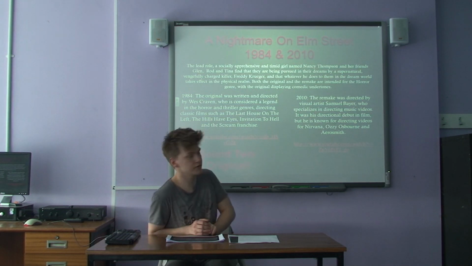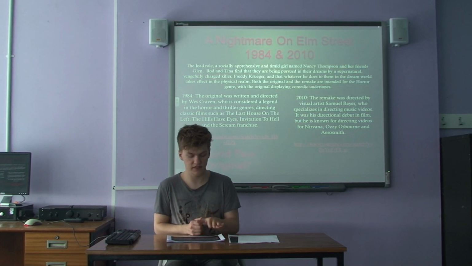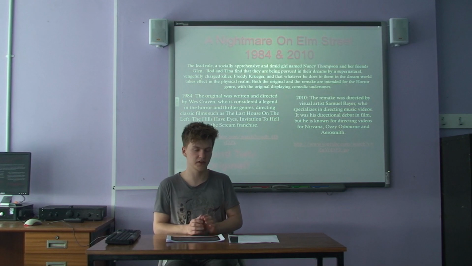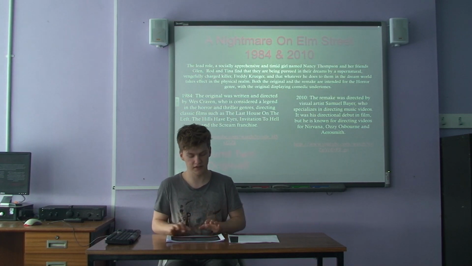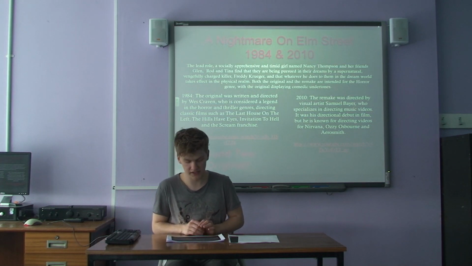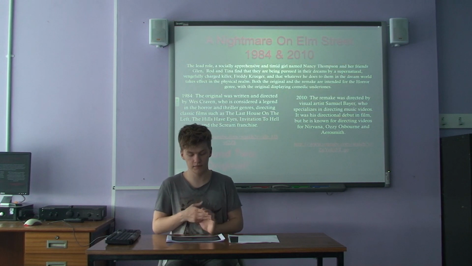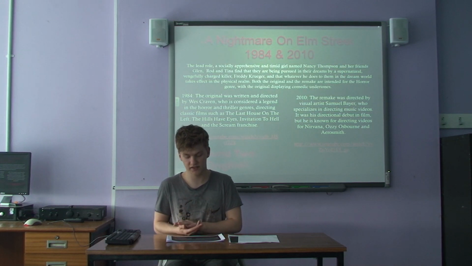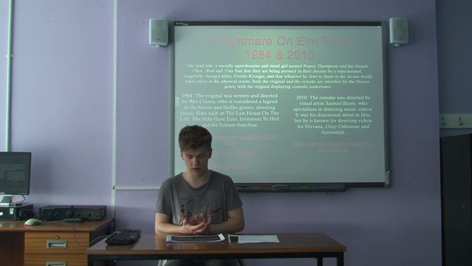So round two goes to the original, and there's just a little synopsis here so that you can understand what I'm talking about for the rest of the presentation. The lead role, a socially apprehensive and timid girl named Nancy Thompson, and her friends Glenn, Rod and Tina find that they're being pursued in their dreams by a supernatural, vengefully charged killer named Freddy Krueger, and that whatever he does to them in the dream takes effect in the physical realm.